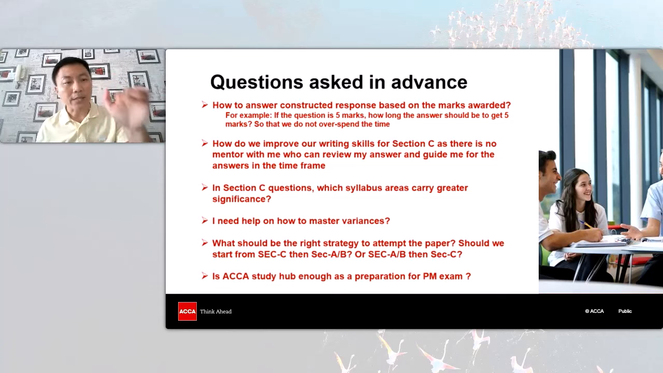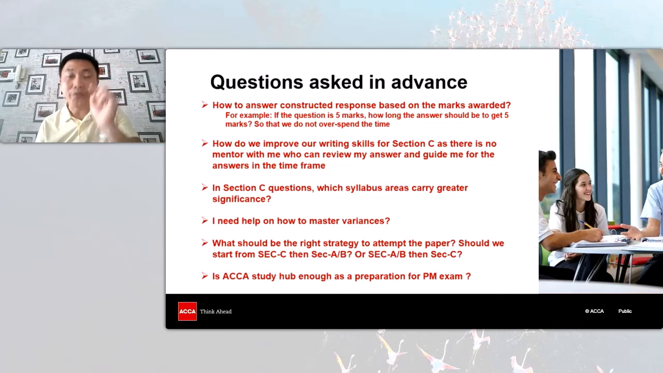The second question, how do we improve our writing skill in section C when there's no mentor? Yeah, I totally agree with you. So my suggestion is, please spend time to take a look at the articles on PM. Especially, there are some exam guidance or exam strategy or exam techniques write-up. These exam techniques write-up are from the examining team. They will tell you what you need to do.